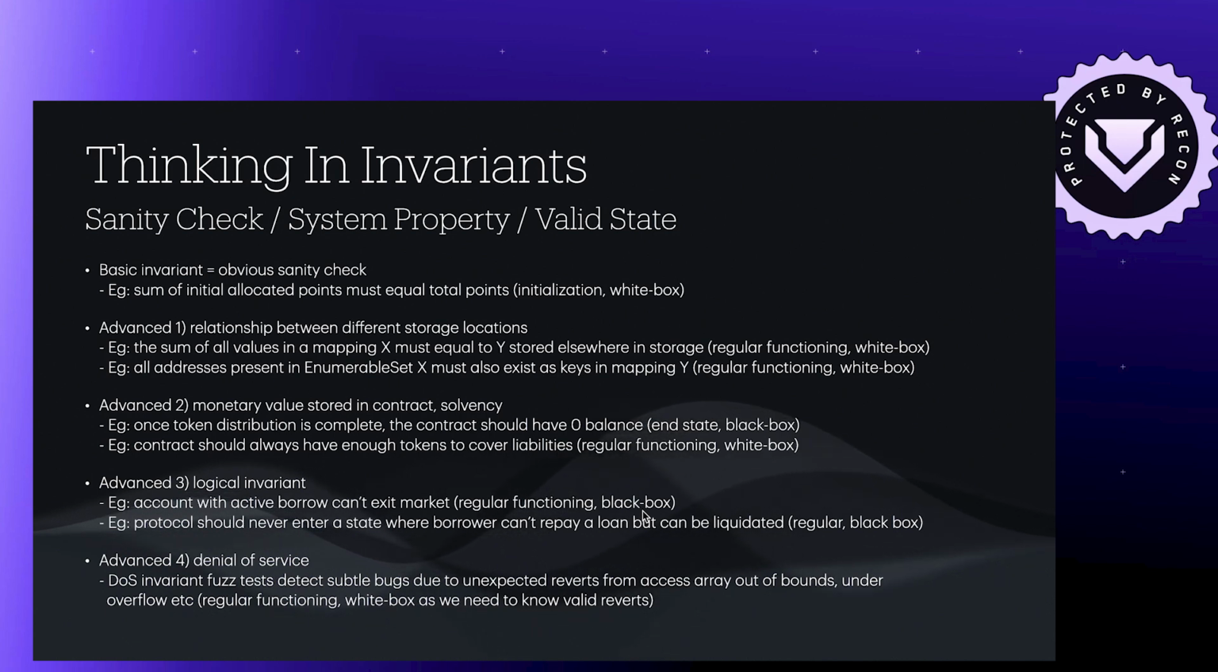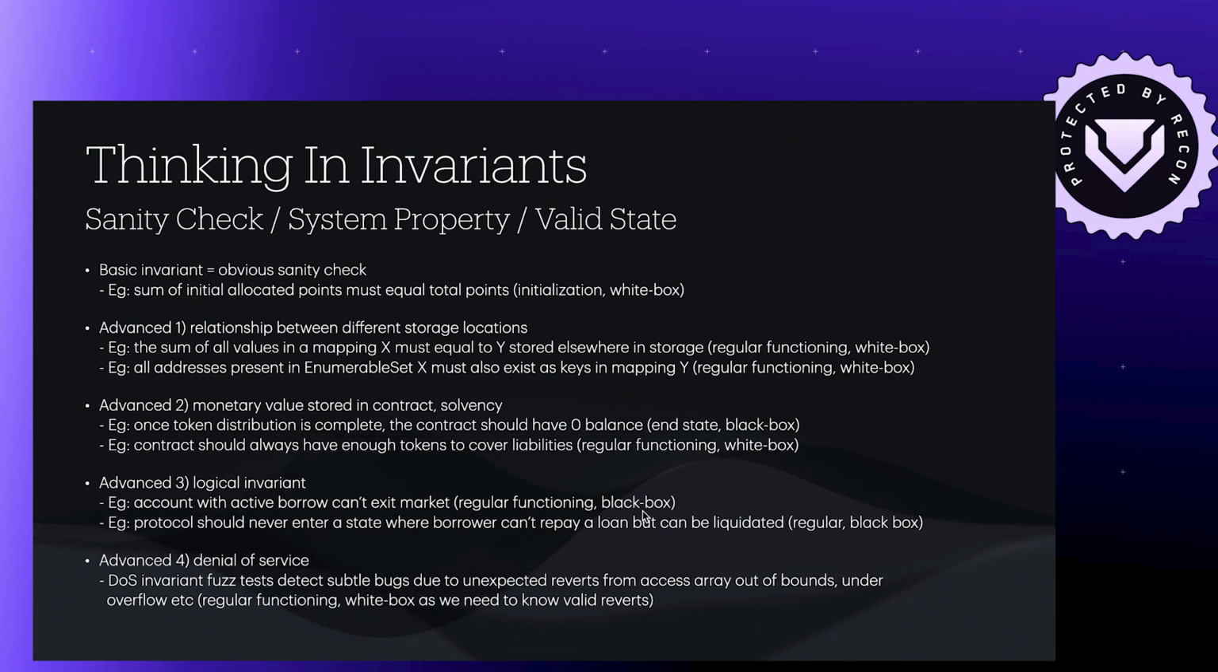Now, in a purely mathematical way, the sum of all the values in the mapping should always be equal to the total, right? But because it's cost prohibitive to check that at runtime, typically smart contracts will make sure that they update the total whenever they change the mapping value. But that can go wrong, and so a useful property to see if that actually holds. And this is a regular functioning. It's something during the contract's lifecycle. And it's a white box invariant because we're looking at the internals of the smart contract and how it's written.